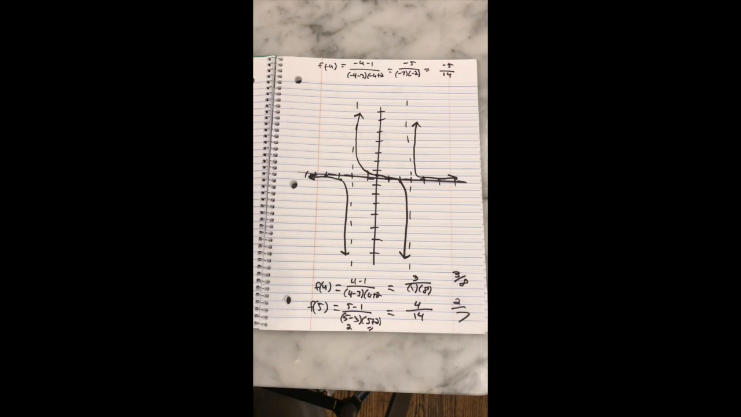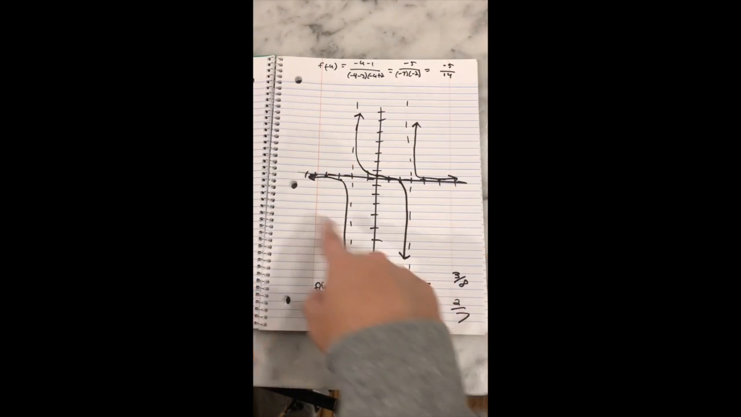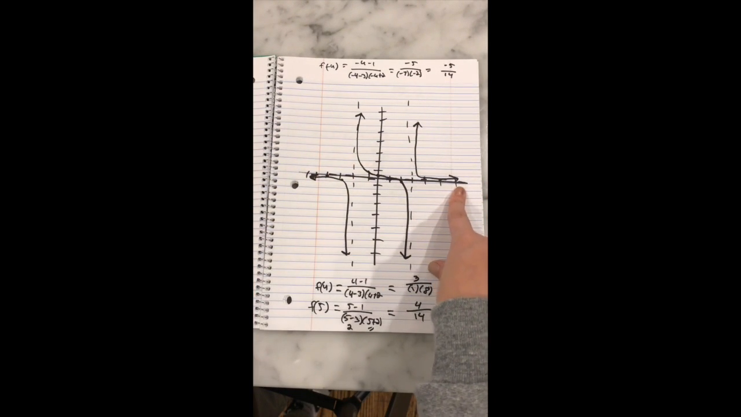Next step is to graph it. This is my finished graph. I'll tell you how I got there. First step, plot all the points you just found: x-intercepts, y-intercepts, vertical asymptotes, which are dotted lines, and horizontal asymptotes, which are also dotted lines.